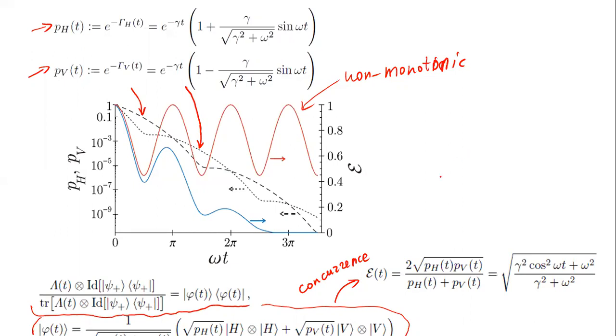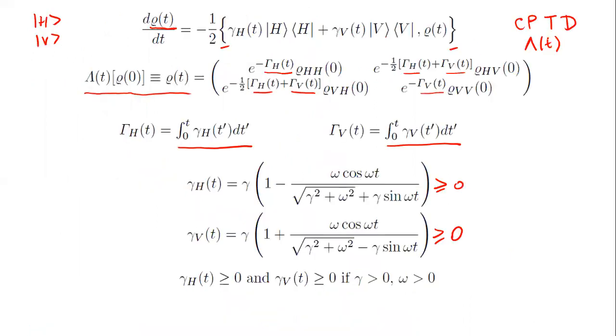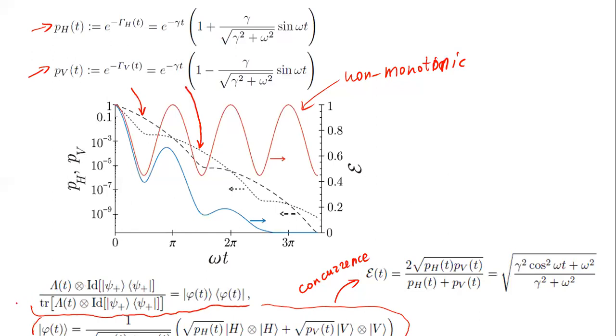We see that entanglement dynamics is non-monotonic, although the dynamics is CP divisible. So it is completely positive trace decreasing, and it is CP divisible dynamics. And the contradiction is easily resolved, since we have normalization of the state here, then we have some difficulties.